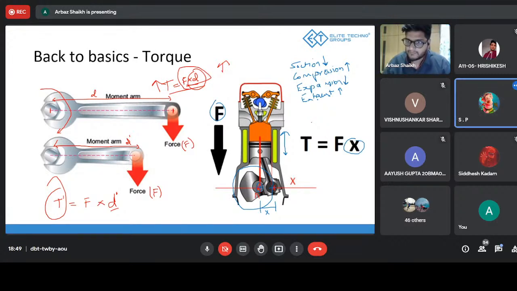Power stroke, correct? Expansion stroke or power stroke. In this stroke, the force is generated. What happens is we put air inside, we put fuel inside, and we burn it. And when we burn it, this piston is pushed downwards.